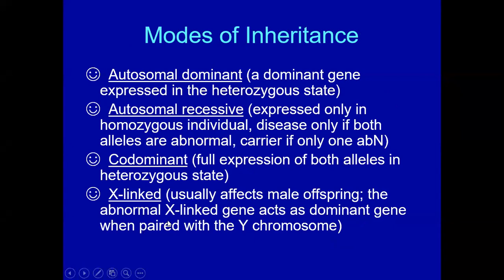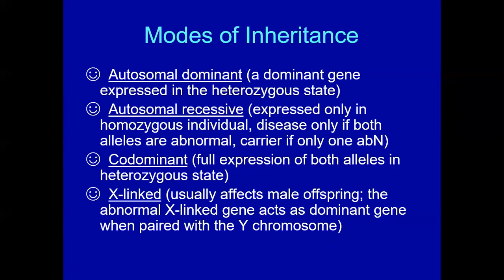So this is also about the mode of inheritance. First of all, there is the mode of inheritance: autosomal dominant traits, autosomal recessive traits, codominant, and X-linked disorders. So first of all, there are the autosomal dominant disorders.